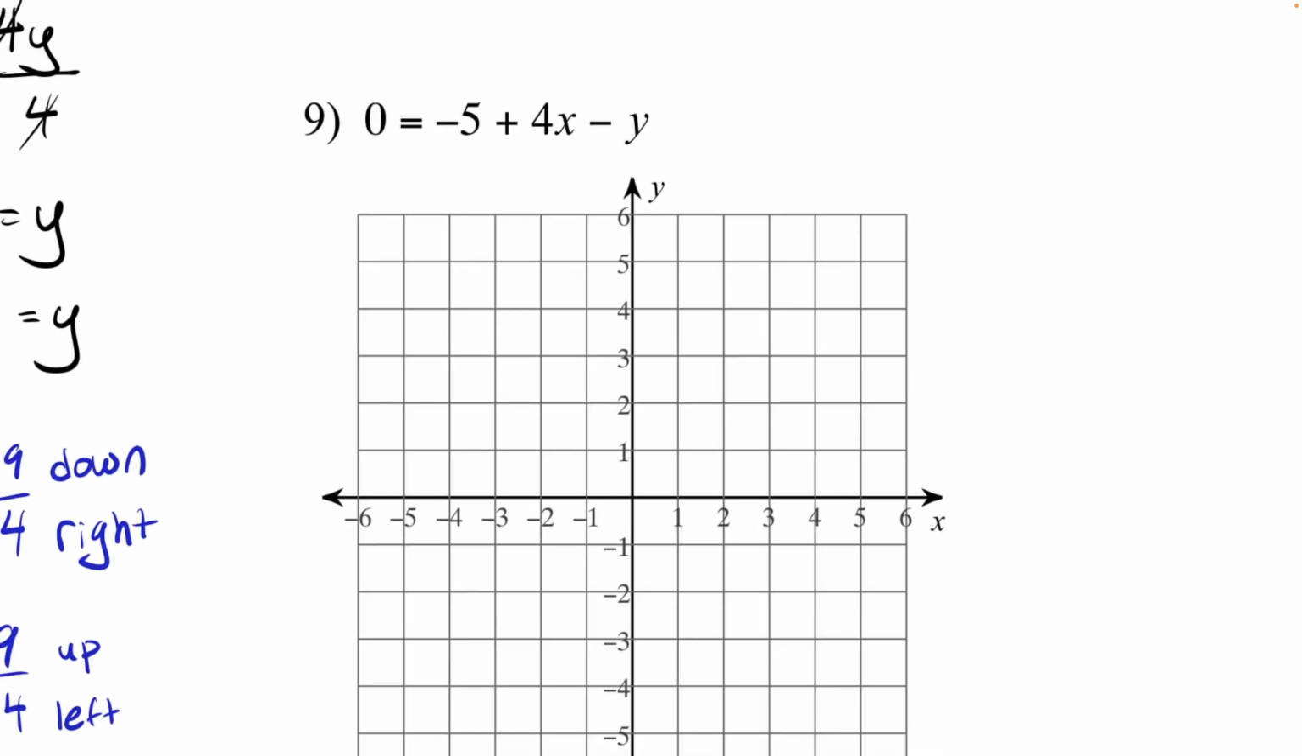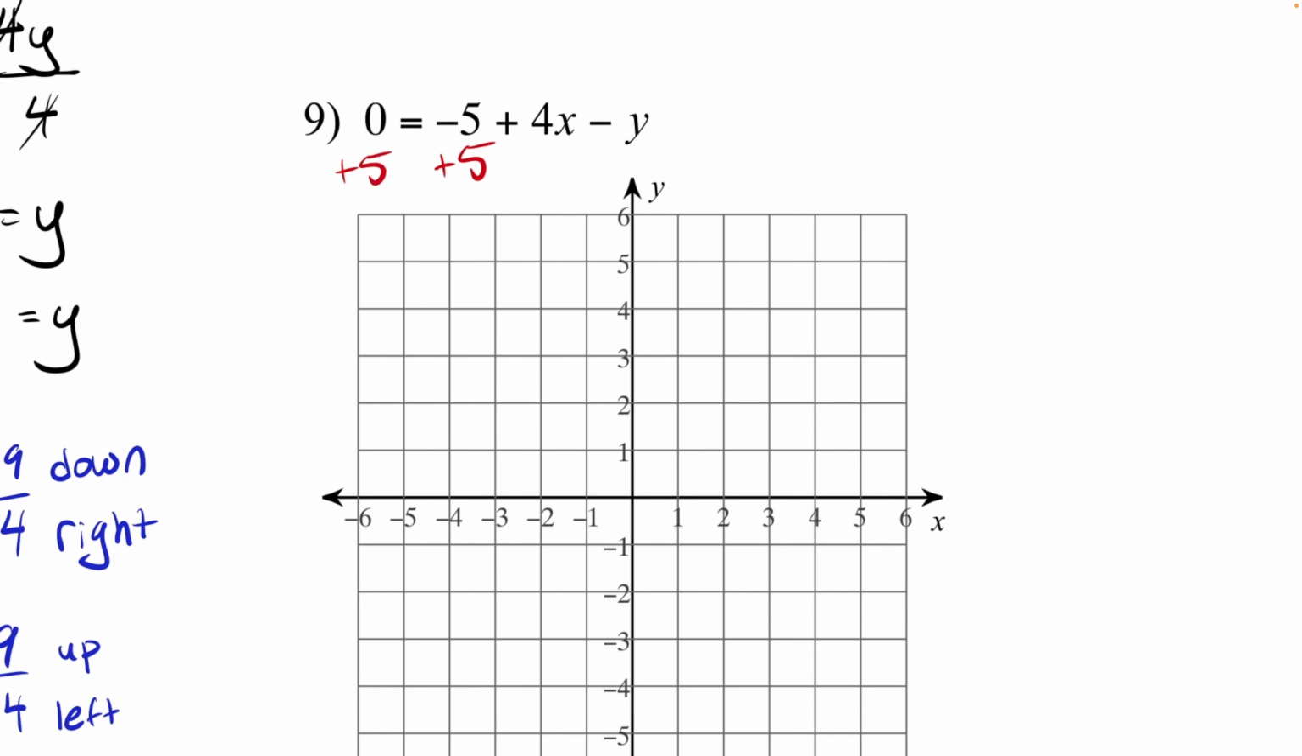Let's do number 9. Again, the general idea, move everything to the left-hand side except for this positive y. And it's a negative y, which is kind of annoying, but let's go ahead and move as much as we can. Okay, I can get rid of that minus 5 by doing what to both sides? Someone shout it out. Exactly. If I add a 5 to both sides of our equal sign, then that will be gone.